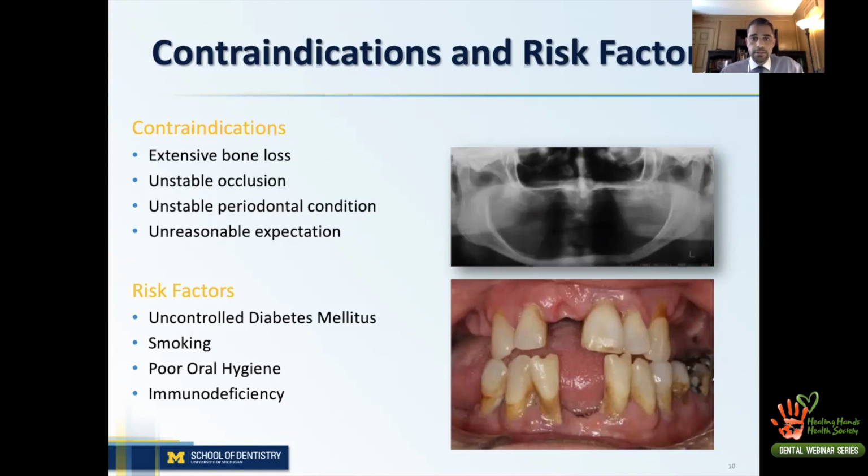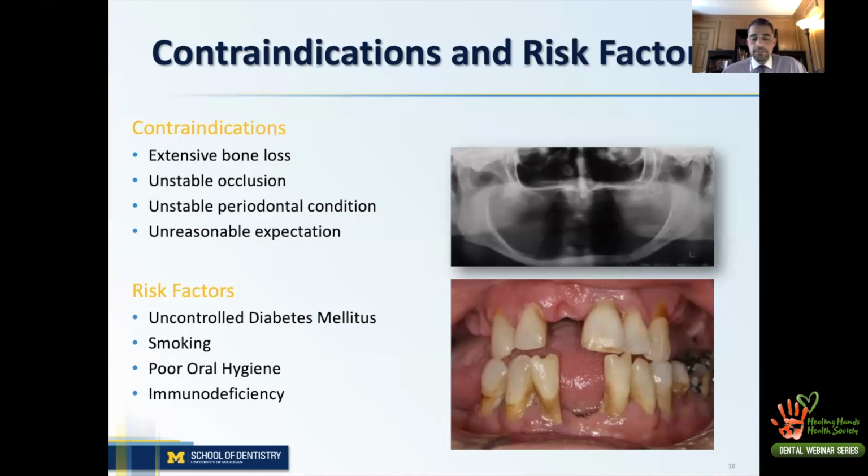Unstable periodontal conditions, obviously. We all know that if someone has uncontrolled periodontal disease, it's not recommended to do any implant treatment unless the periodontal disease is under control and the patient is stable. Then we evaluate to see if we can move on with implant treatment. Patients who have unreasonable expectations are difficult to manage by a dental student, so these might be referred to the graduate clinic or sometimes to a faculty member to treat, as we have a faculty practice at the school.